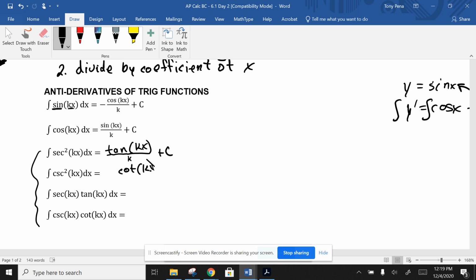All right, so cotangent kx. My pen's not liking this right now. Let me try a new pen. Plus c. Good. We definitely need that plus c. And then do we all agree with this? We have some differing opinions on this one.